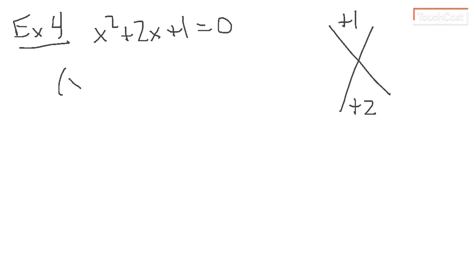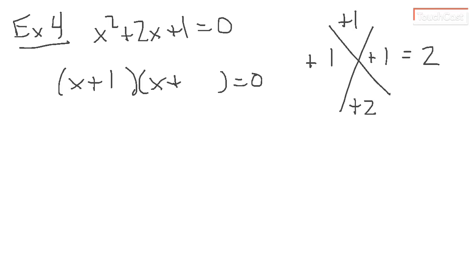Now when I'm setting my factors up, I'm going to have an x and an x. Since I have a plus at the back, I take the middle sign, so they're both x plus. Now I only know one number that multiplies to make 1, and that's 1 and 1. And if I add them, I know they make 2. So I'm going to have x plus 1 and x plus 1.